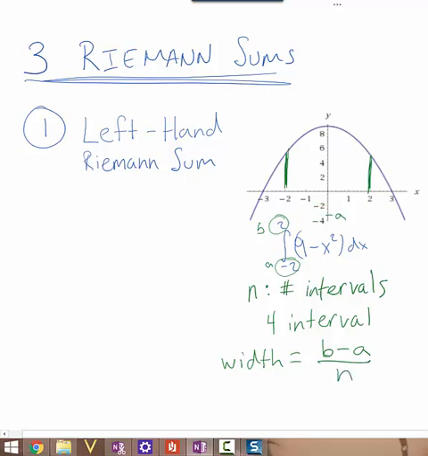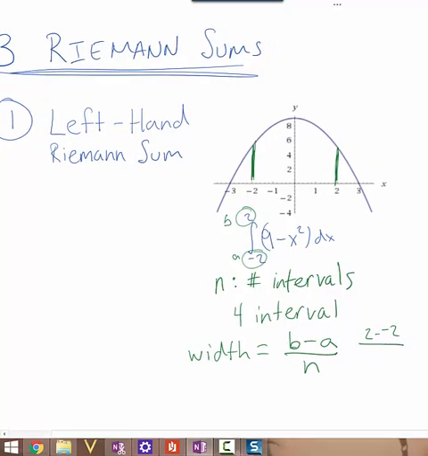So in our case, B minus A would be 2 minus negative 2, divided by 4. That becomes 4 over 4, or just 1. So the width of each one of these is going to be 1. I know that's the width, and I'm going to start here on the left and move over. That's my first rectangle. Now how would we get the height? We know the width was 1. The height is just going to be f of negative 2.